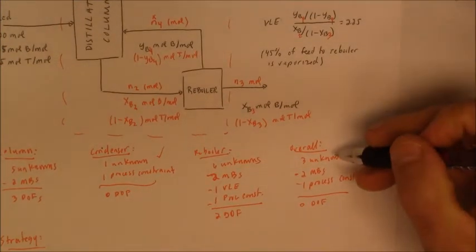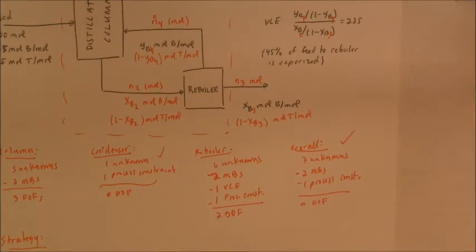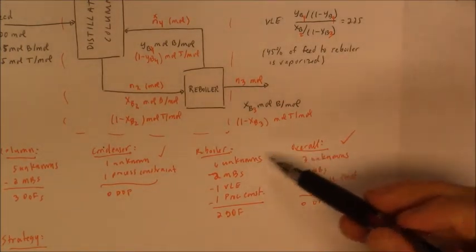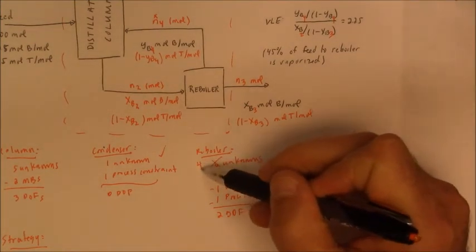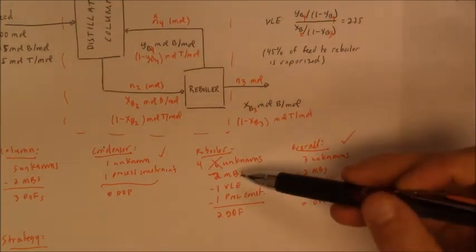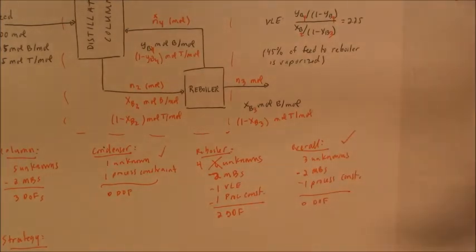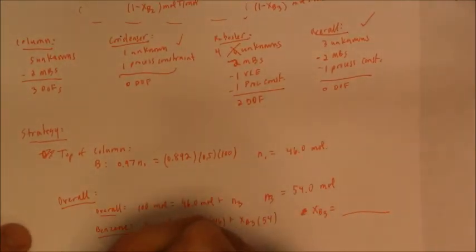So now if we go back and do my degree of freedom, I have solved for the overall and for the condenser. If I look at the reboiler now, I have solved for 2 of the unknowns around the reboiler, so at this point I would have 4 unknowns. I still have 2 material balances, vapor-liquid equilibrium and a process constraint. So if I'm going to write out my strategy, the next thing I'm going to do is I'm going to solve around the reboiler.